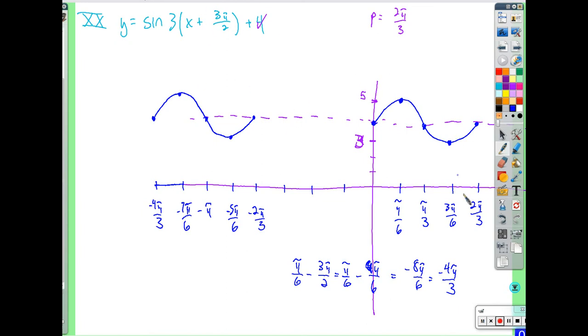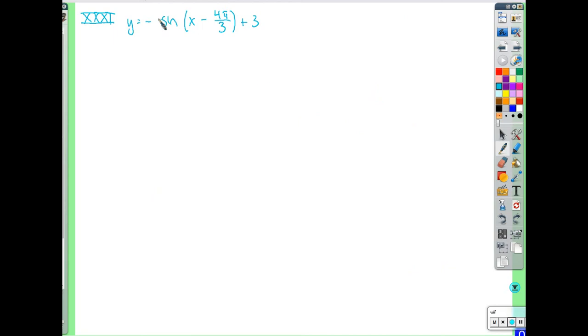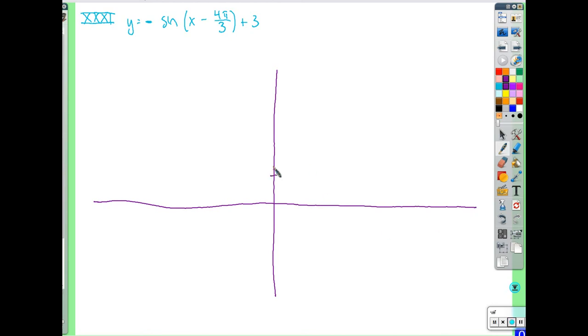All right, I mainly picked this one because of the negative that's in front here. That's going to flip it vertically, right? We've done that a couple of times. That 3 there is going to be a shift up 3. The amplitude's the same, it hasn't changed. 1, 2, 3 up because of the plus 3. Amplitude is still 1. So it'll come up here to 4, come down here to 2.